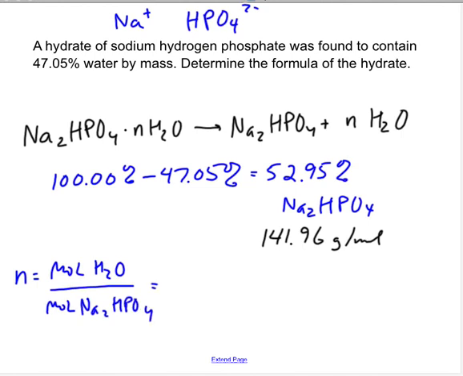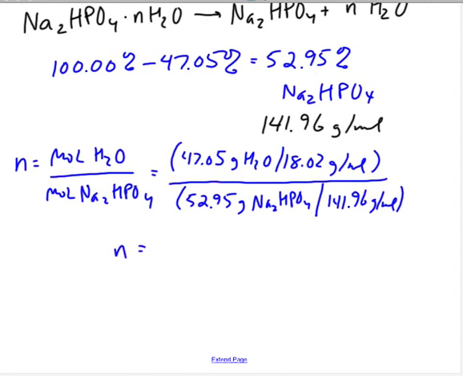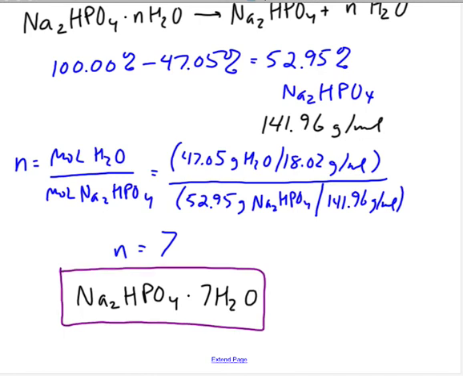Let's just combine this in a single calculation. I can simply, for the numerator, take my 47.05 grams of water, divide by the molar mass of water. In the denominator, I'll take my 52.95 grams of sodium hydrogen phosphate, divide that by 141.96 grams per mole. You can do that on your calculator in a single step, and what you get is n is simply equal to 7. So the final formula is sodium hydrogen phosphate·7H2O, or as we would say, sodium hydrogen phosphate heptahydrate. So there you have it.